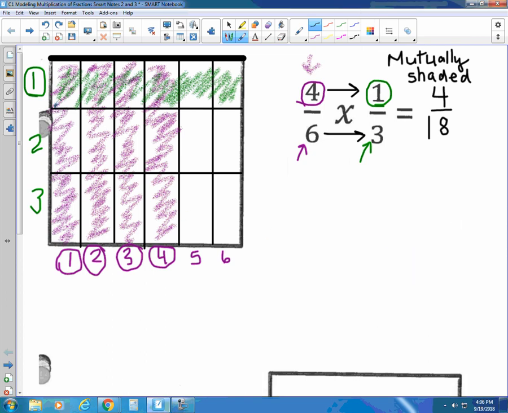So you should have identified that these 4, 1, 2, 3, and 4, these 4 boxes right up here are shaded with both purple and green. So yes, that matches our 4 in our numerator in our answer. And then the 18 is going to represent how many total boxes we made in the whole thing: green, purple, mutually shaded, and the blank ones. And we have 6, 7, 8, 9, 10, 11, 12, 13, 14, 15, 16, 17, 18. Okay, so the 18 represents our total boxes.